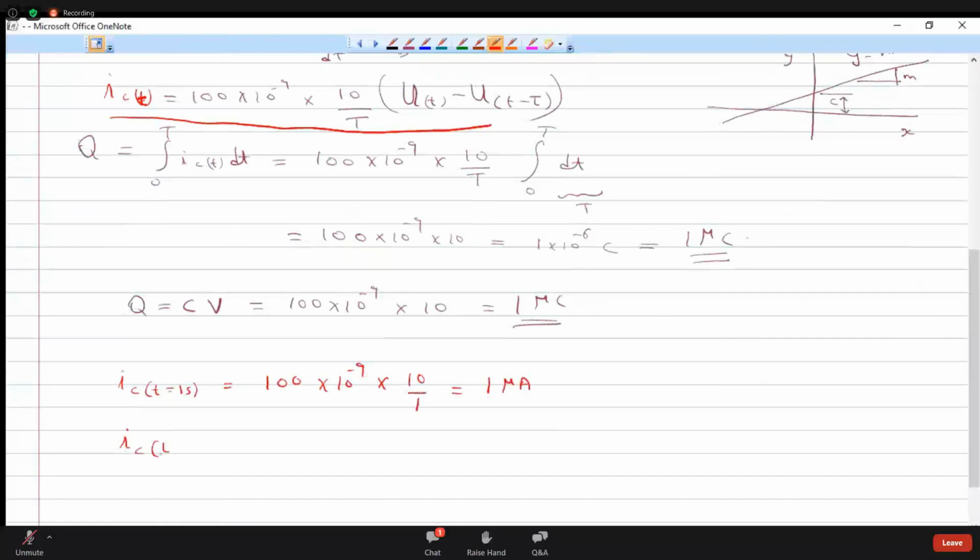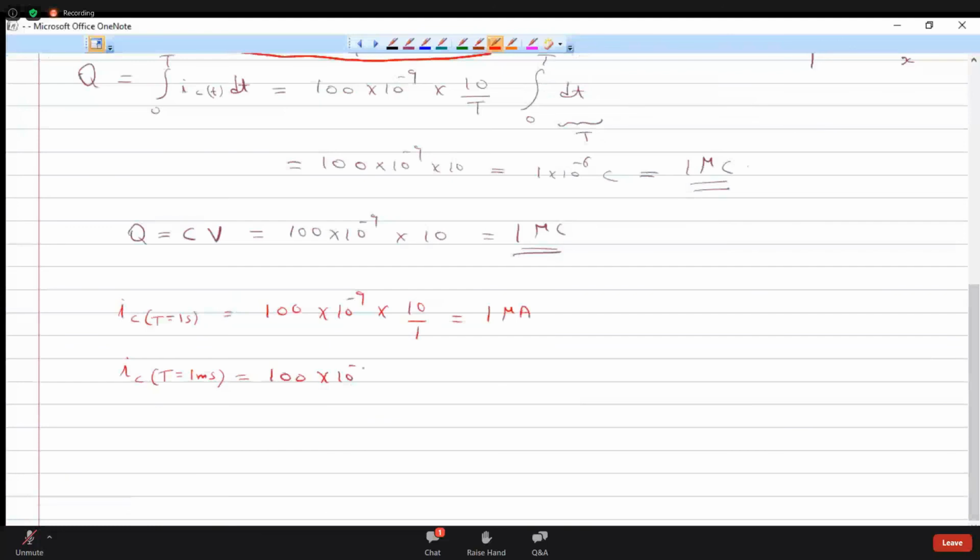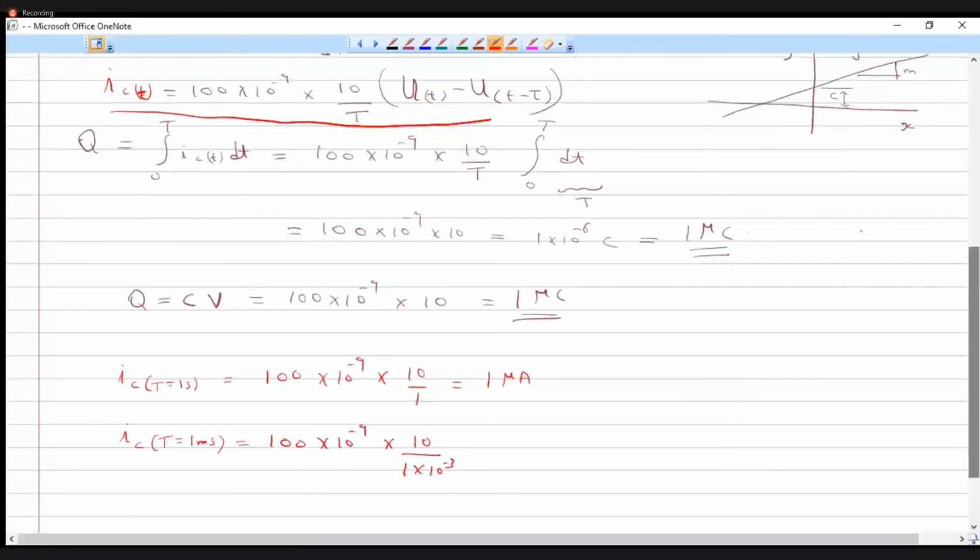Similarly, if you need to find what is the current through the capacitor at t is equal to 1 millisecond, right? So this is capital T. Okay. So that will be equal to 100 into 10 power minus 9 into 10 divided by 1 into 10 power minus 3. So for this t, in the current expression, you are going to substitute the various values. So now what will happen? So this will be 1 milliampere, okay, into 10 power 3.